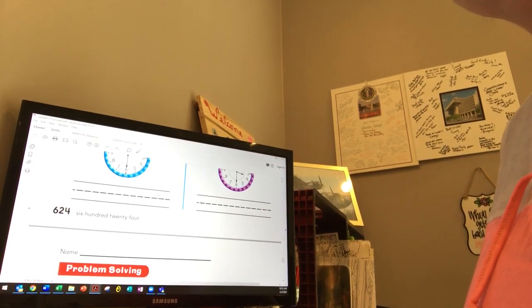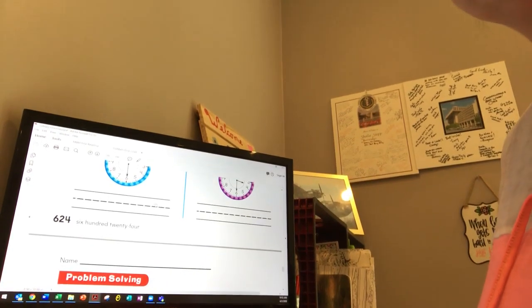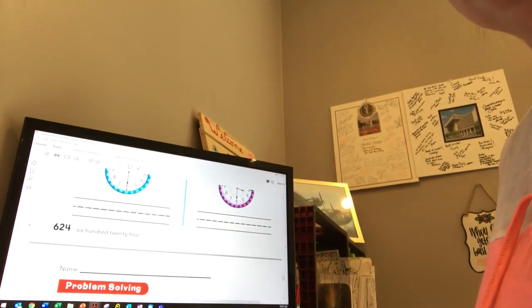I want you to see if you can do page 625 and 626 on your own. 626 is your DOL, so please take your time on page 626. 625 is more for practice, to make sure that you understand how to tell time to the half hour.